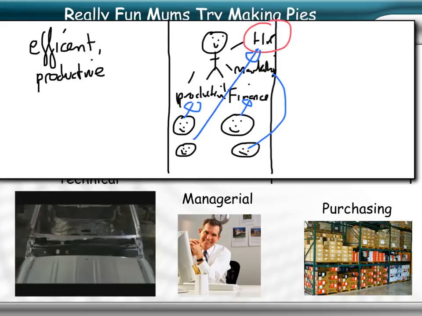So the idea here is, the bigger you are, you can have more workers, and those workers will be better at their jobs because they're going to be just doing what they're best at.